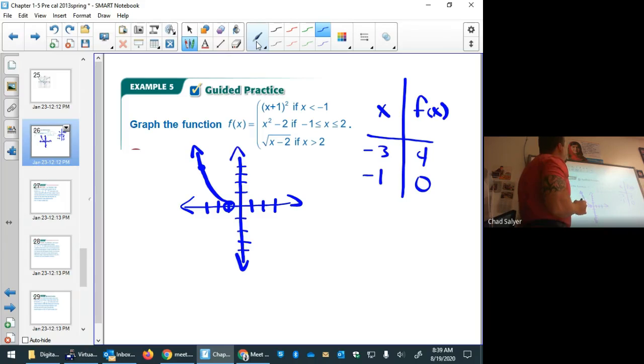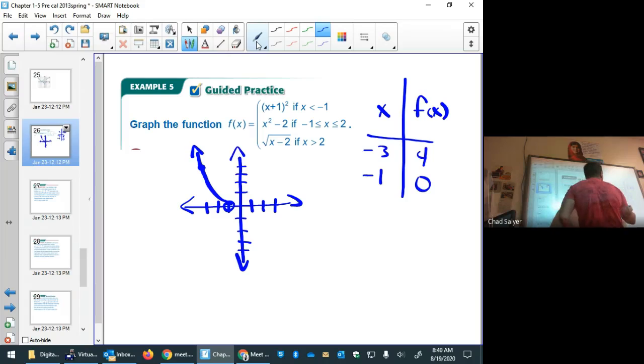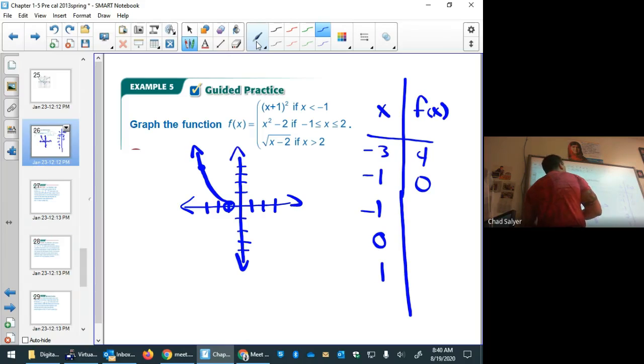And then x squared minus 2 if it's between negative 1 and 2. So this is going to be a closed dot because it's included here. Negative 1, 0, 1. We'll do those real quick. Negative 1 squared is positive 1. Minus 2 is minus 1. 0 squared is 0. Minus 2 is minus 2.